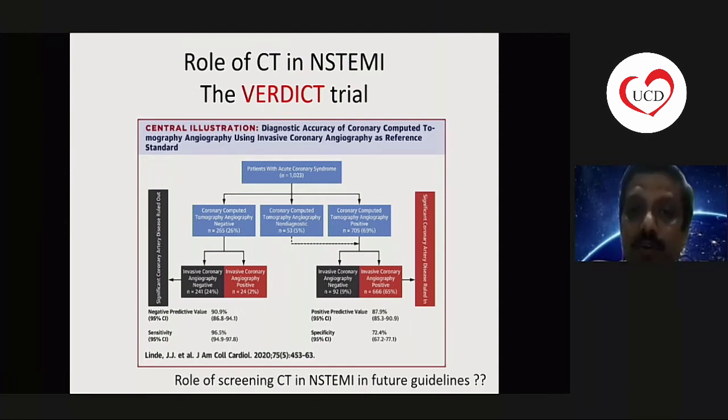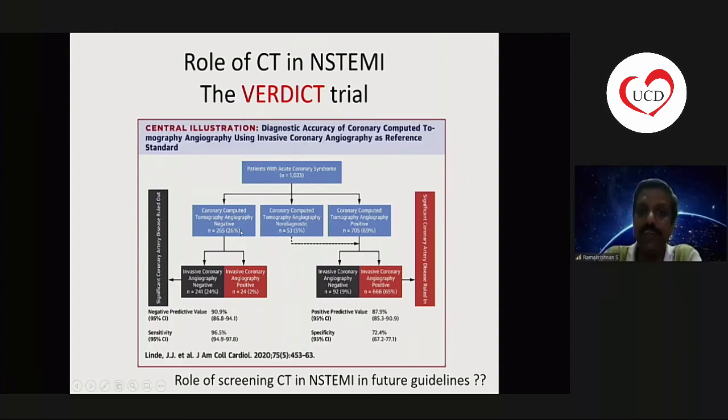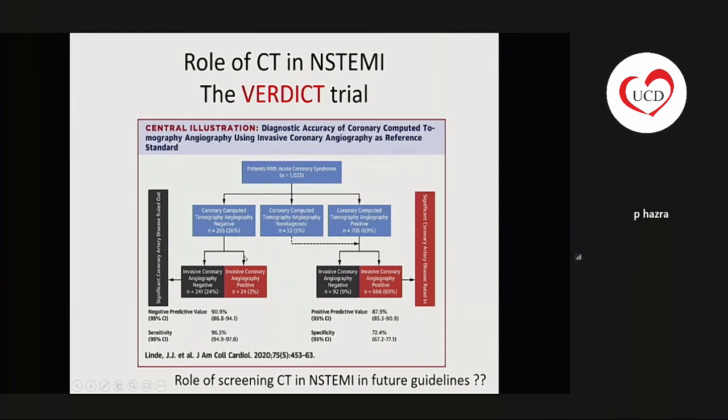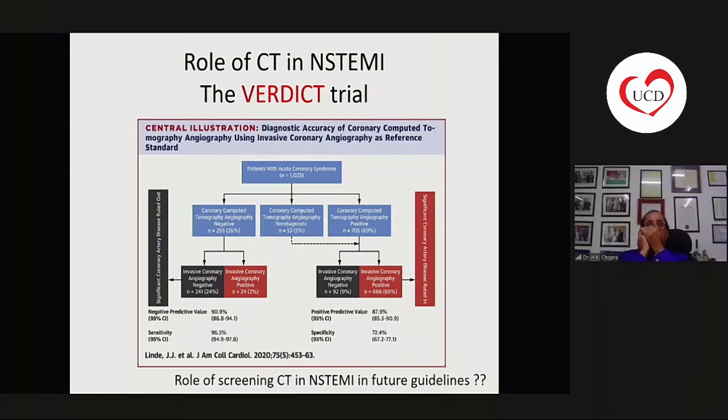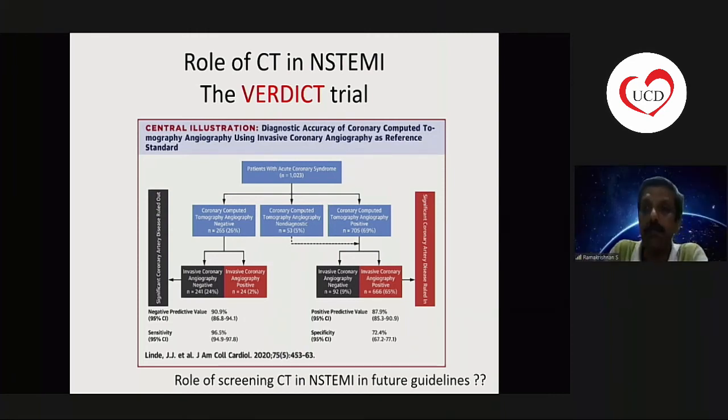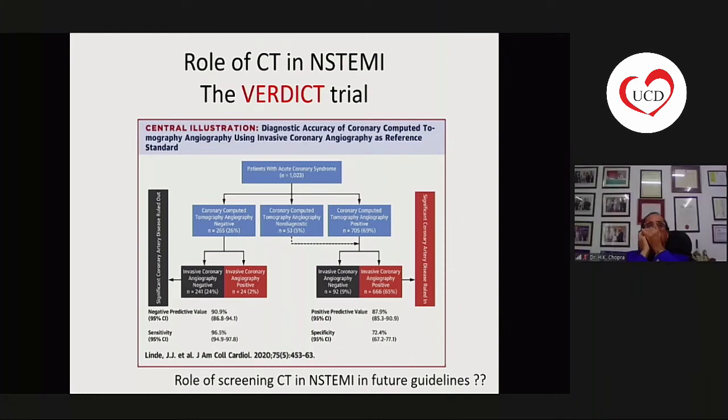In patients with acute coronary syndrome, the coronary CT angiography was negative in 26% of patients, and only 5% was non-diagnostic. In 69% of patients, it was positive. Out of these 69%, invasive coronary angiography was negative in only 9% of patients. If it says negative, it has excellent negative predictive value. So it's a very good rule. Possibly a screening role for CT could come up in future guidelines for NSTEMI.